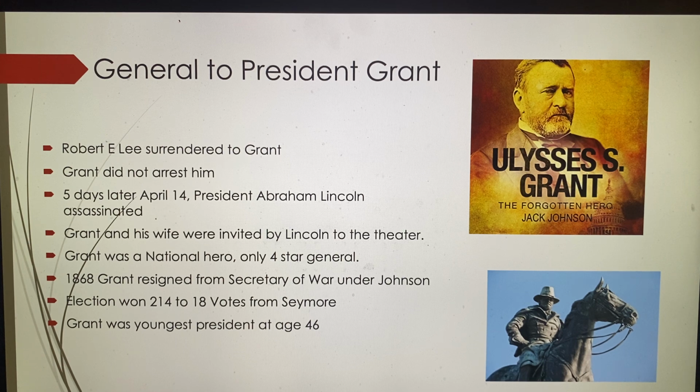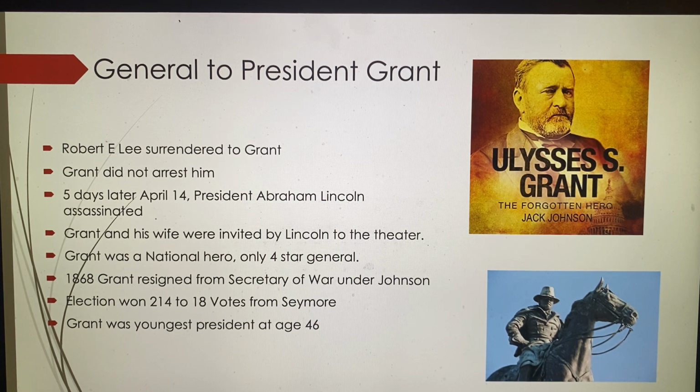He was put in total charge. Lincoln put him in total charge. In fact, it was at Appomattox that General Robert E. Lee of the South surrendered to Grant. And in fact, Grant looked at Lee, he gave him some lenience, gave his sword back to him, and Grant did not arrest General Lee. He actually saw General Lee as a military genius, although Ulysses S. Grant, General Grant, was a military genius also.